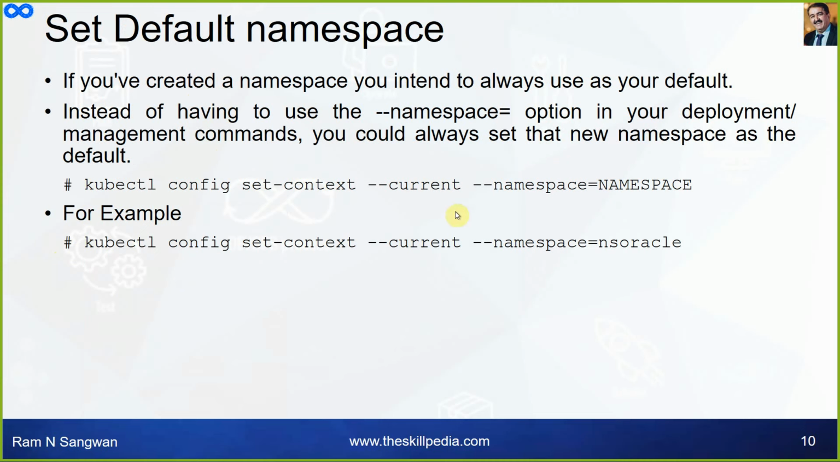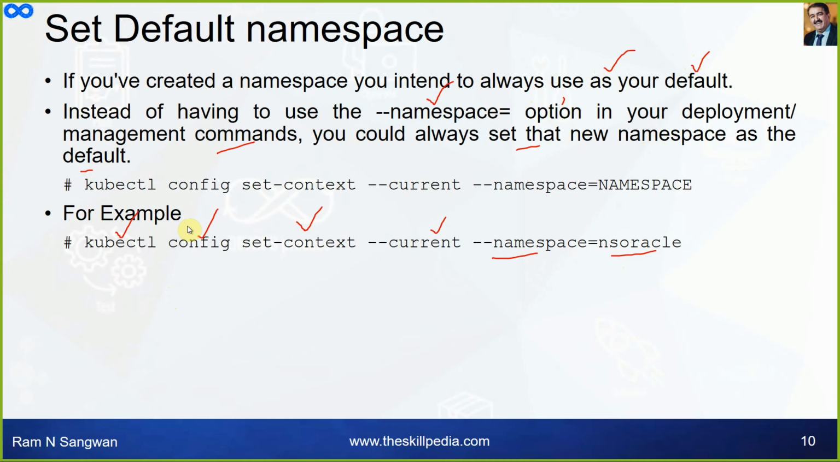If you have created a namespace and you intend to always use it as your default, that is also possible. Instead of having to use the --namespace option in your deployment management commands, you could always set that new namespace as the default. For example, kubectl config set-context --current --namespace=ns-oracle. That is also possible.